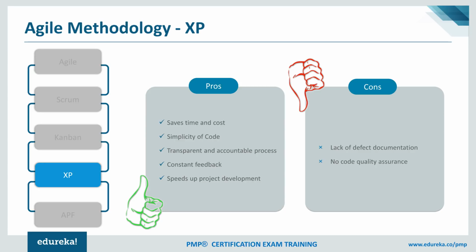Transparent and accountable process. It's a very simple, very lightweight process, and it's transparent. Everybody knows what happens within that iteration. Continuous feedback is there. As I said, the biggest and fastest feedback technique used in extreme programming is peer programming. One person is coding, the other person is reviewing the code.